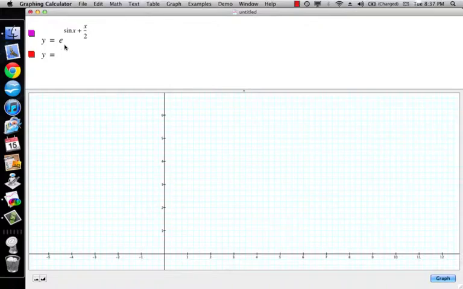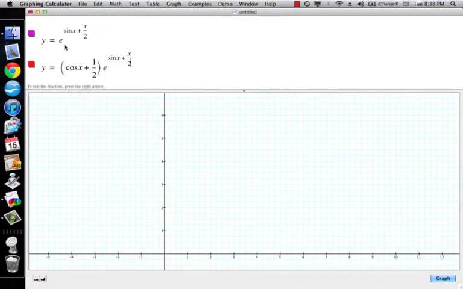Well, the derivative of sine x is going to be cosine x. The derivative of x over 2 is going to be 1 over 2. And then the derivative of e to the anything is e to that same thing. So I've got e to the sine x plus x over 2.